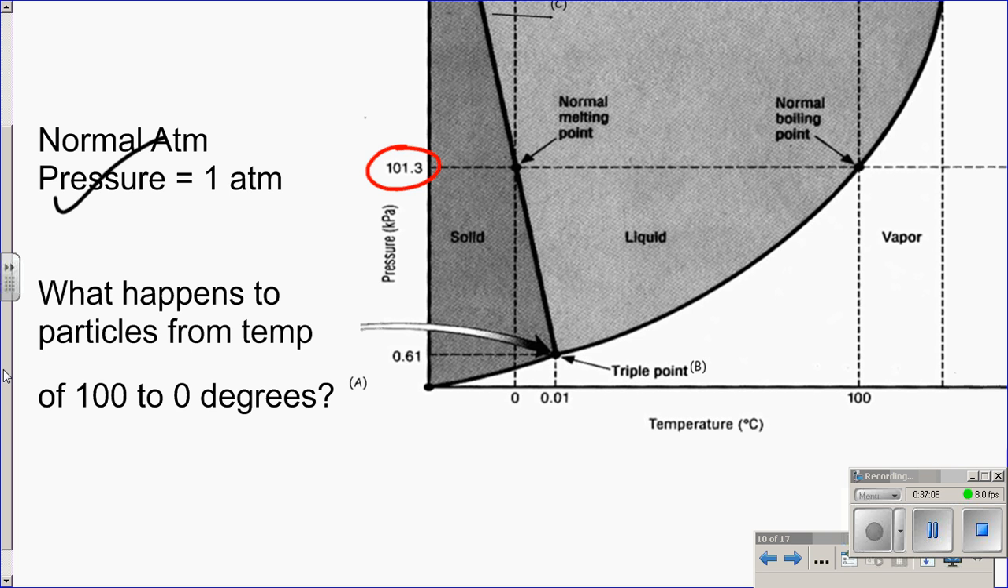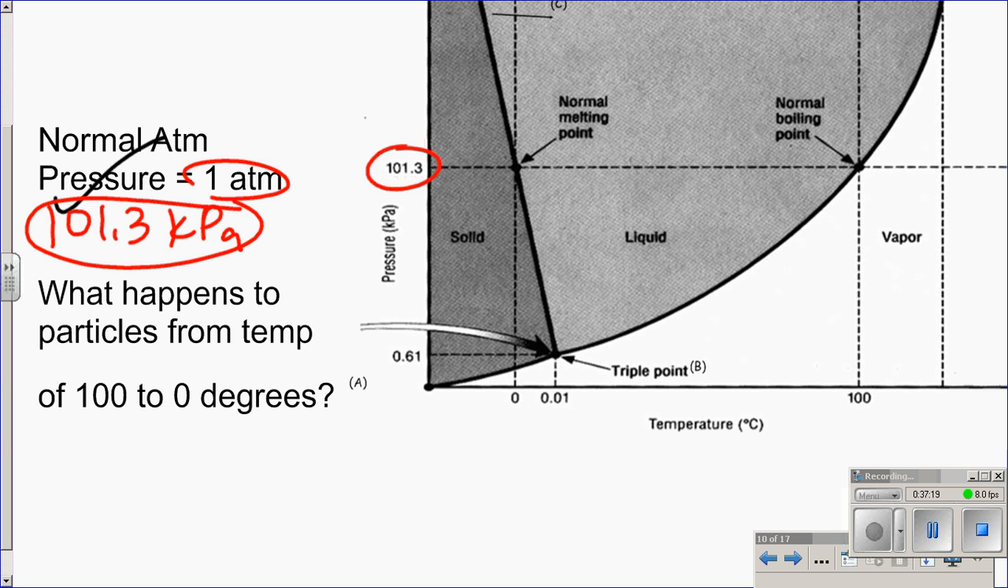What was that number earlier? That wasn't the torr number. That was the, which one? kPa, kilopascals, right. So this is 1 atmosphere. Don't forget, it's equivalent to 101.3 kilopascals. So that's actually still 1 atmosphere of pressure, okay?